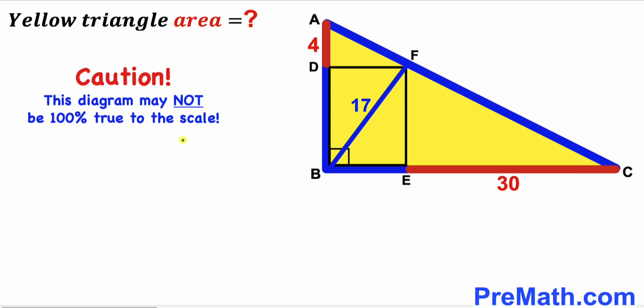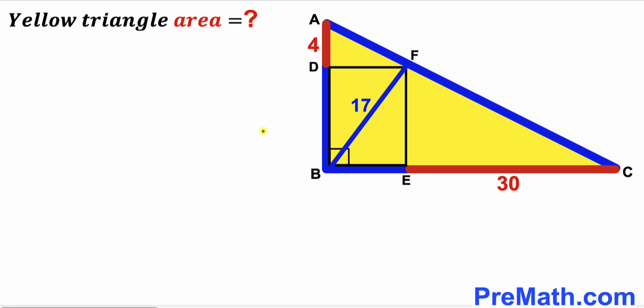And please keep in mind that this figure may not be 100% true to the scale. Let's go ahead and get started. And here's our very first step. Let's focus on these two triangles, this triangle ADF and this triangle FEC. And we can see that these angles, this angle and this angle, are 90 degrees since we are dealing with this rectangle. And now let's make an observation.